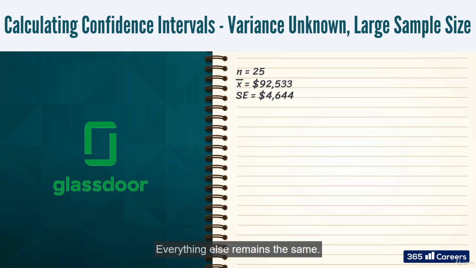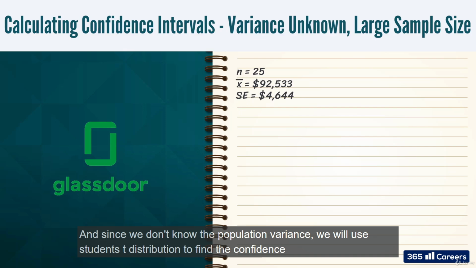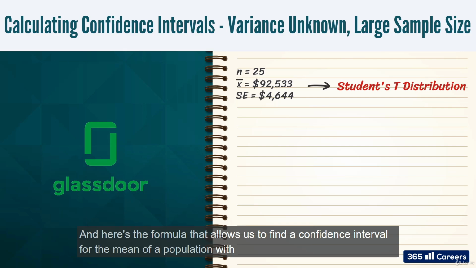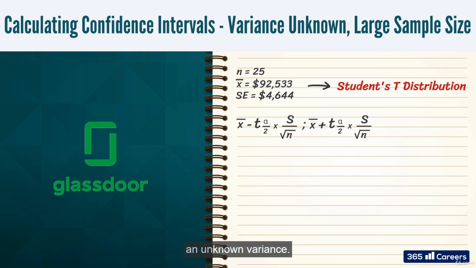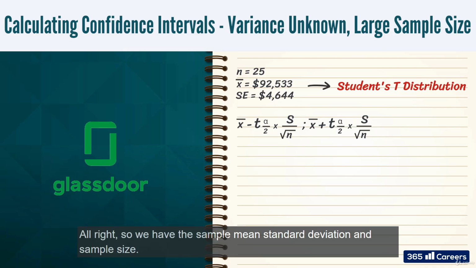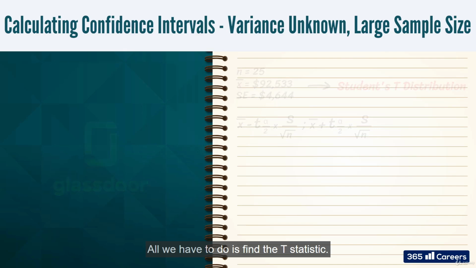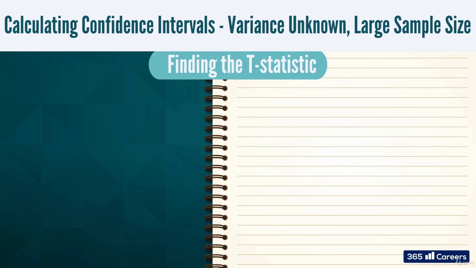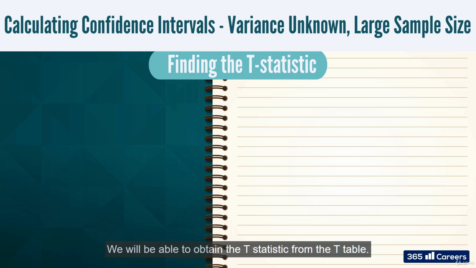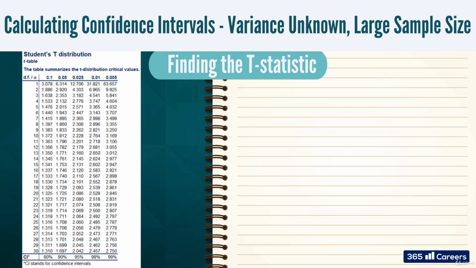Everything else remains the same, and since we don't know the population variance, we will use student's t distribution to find the confidence interval. And here's the formula that allows us to find a confidence interval for the mean of a population with an unknown variance. All right, so we have the sample mean, standard deviation, and sample size. All we have to do is find the t-statistic. We will be able to obtain the t-statistic from the t-table.